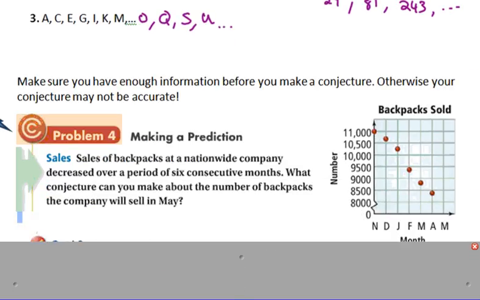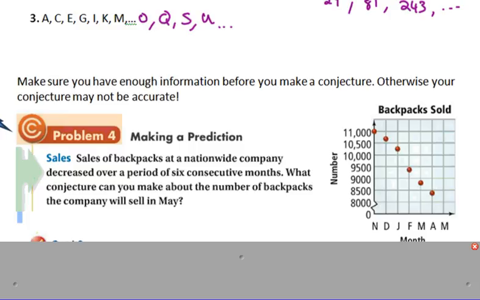All right, let's look at this. It says make sure you have enough information before you make a conjecture. Otherwise, your conjecture may not be accurate. So if you can't actually tell that there is a pattern, then don't try to make a conjecture. Otherwise, chances are it might not be accurate.